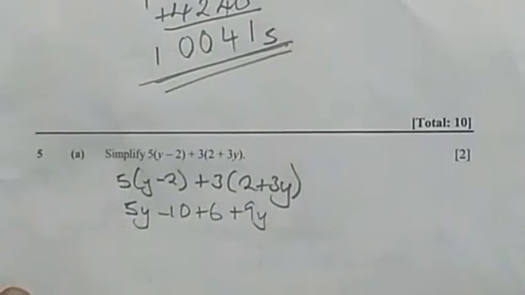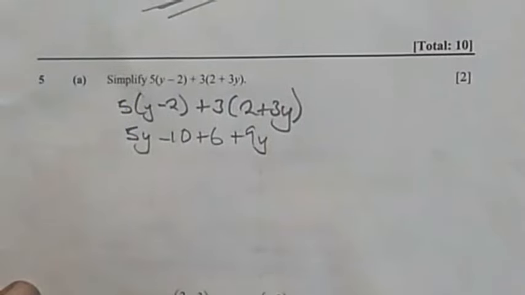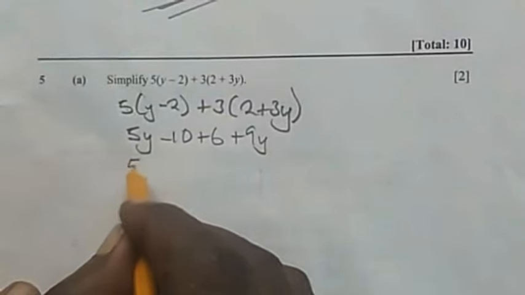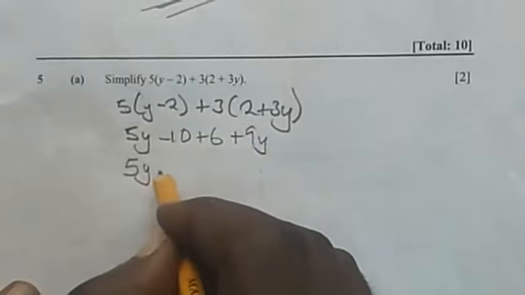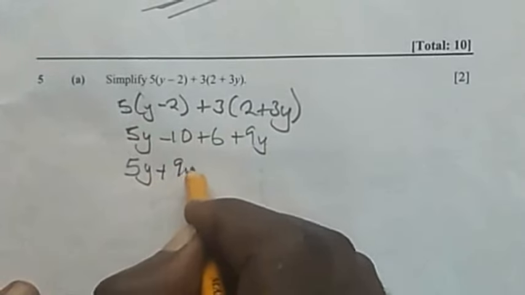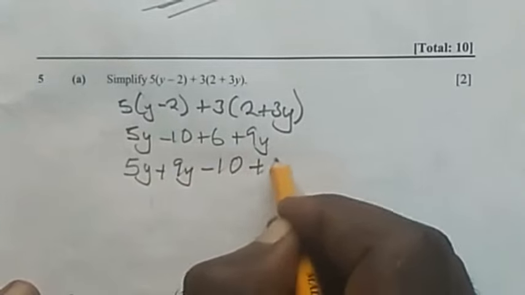Once I've done this, remember we are simplifying. So I'm going to put like terms together. So I'm going to come up with 5y, then this 9y will come closer, so I'm going to say plus 9y. Then minus 10 plus 6.